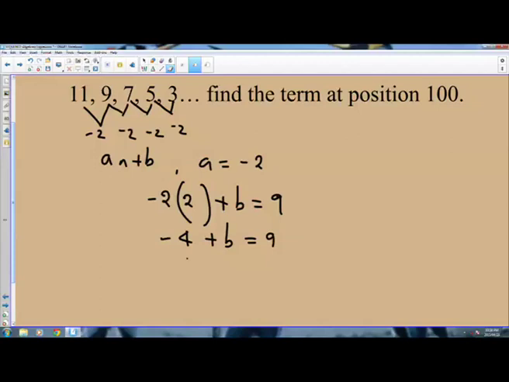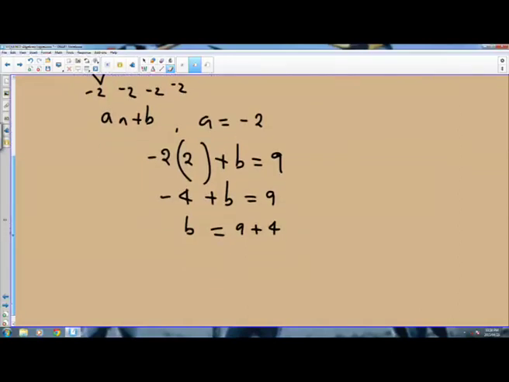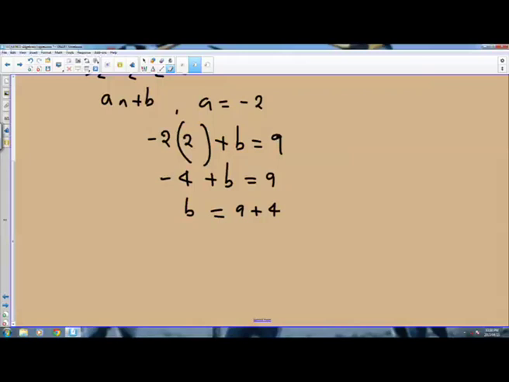Then b will be equal to 9 plus 4. It's negative, so when you take this side, it becomes plus. And then b is equal to 13. The value of b is 13. So the specific algebraic expression for this sequence will be minus 2n plus 13, because the value of b is 13.